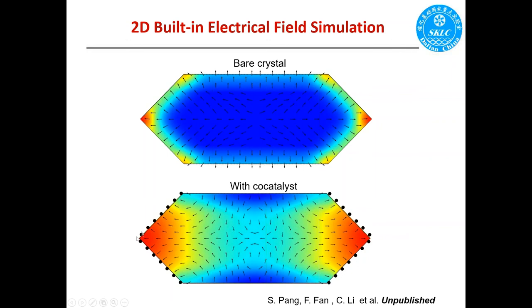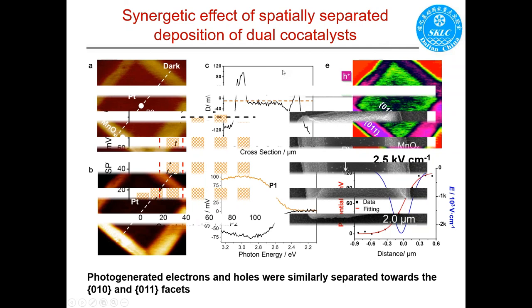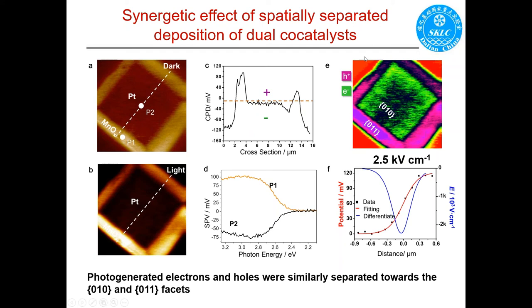So you see that the whole crystal is in one strong built-in electrical field. That's the reason why you can achieve both electron and hole extraction. Furthermore, we found that if you deposit another co-catalyst, such as a hydrogen evolution reaction co-catalyst, the surface photovoltage can be greatly enhanced. And the most interesting thing is that you can use the SPV image. You see that the photo-generated holes and the photo-generated electrons are distinctly separated along the border of the co-catalyst deposition. So we measured the strength of the built-in electrical field, and we got a very strong result. You see that the strength can be up to 2.5 kV per centimeter. So it's almost the same as the PN junction.